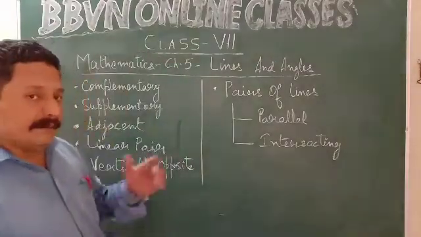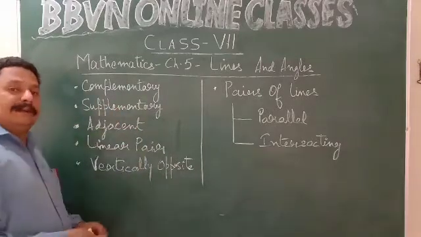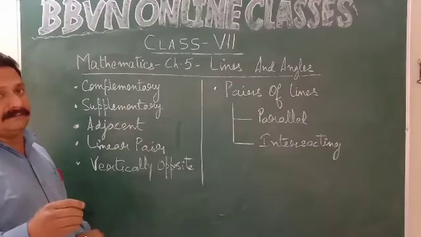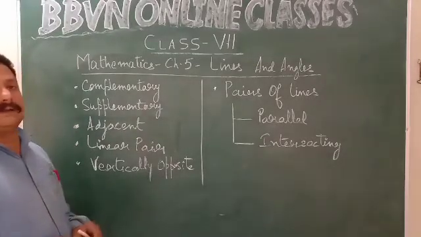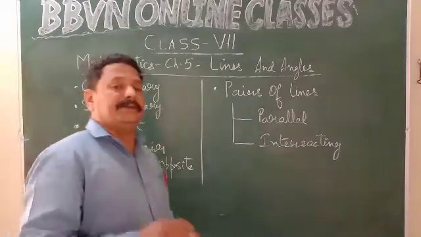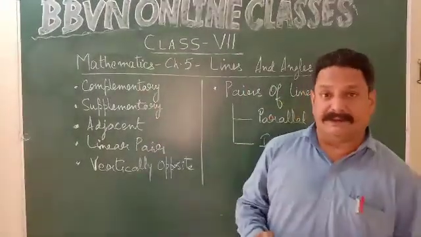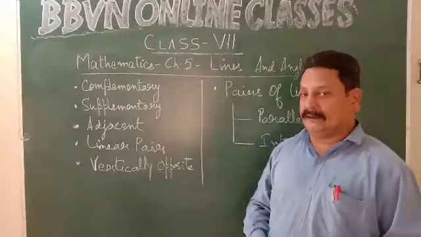In the previous classes, we discussed complementary angles. When you have any two angles such that the sum of their measures is 90 degrees, those angles are called complementary angles. Then we also discussed supplementary angles. If you have any two angles such that the sum of their measures is 180 degrees, then those two angles are called a pair of supplementary angles.